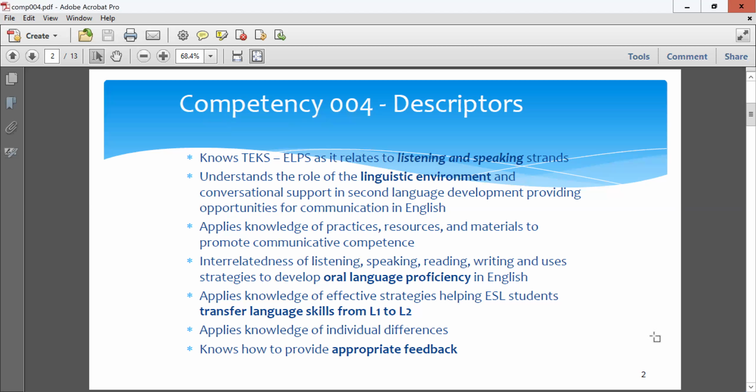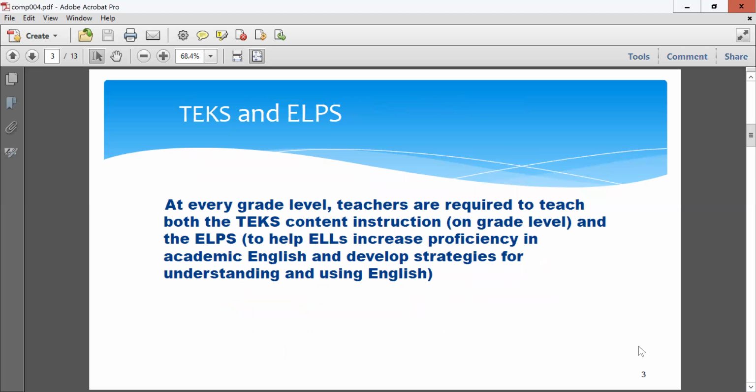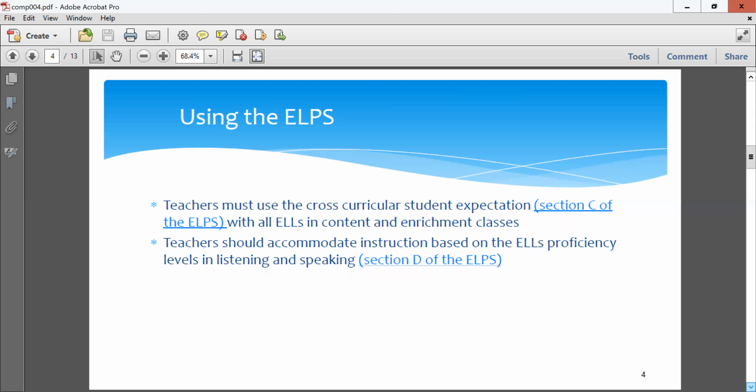So we will look at these descriptors. At every grade level, the teachers are required to teach the content instruction on grade level, and utilize the ELPS to help them increase proficiency in language, both academic and basic communicative skills, with these students. So that is what we are tasked with.